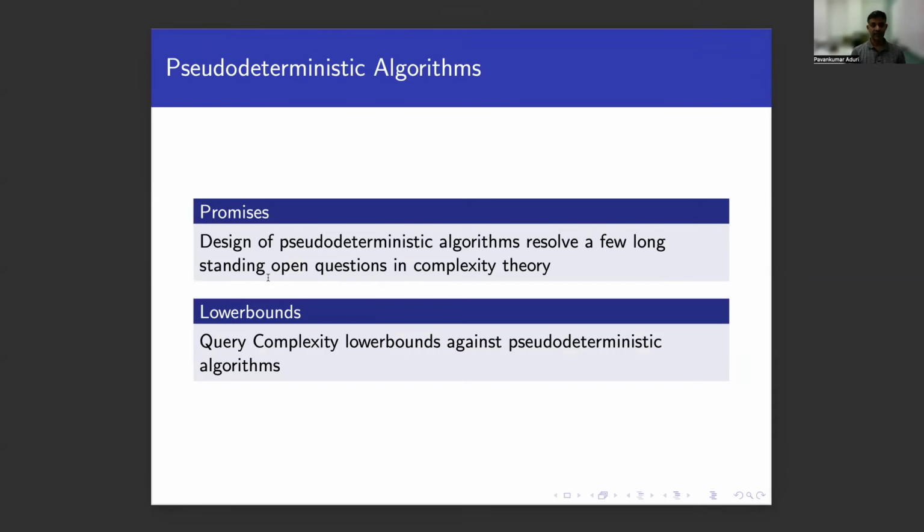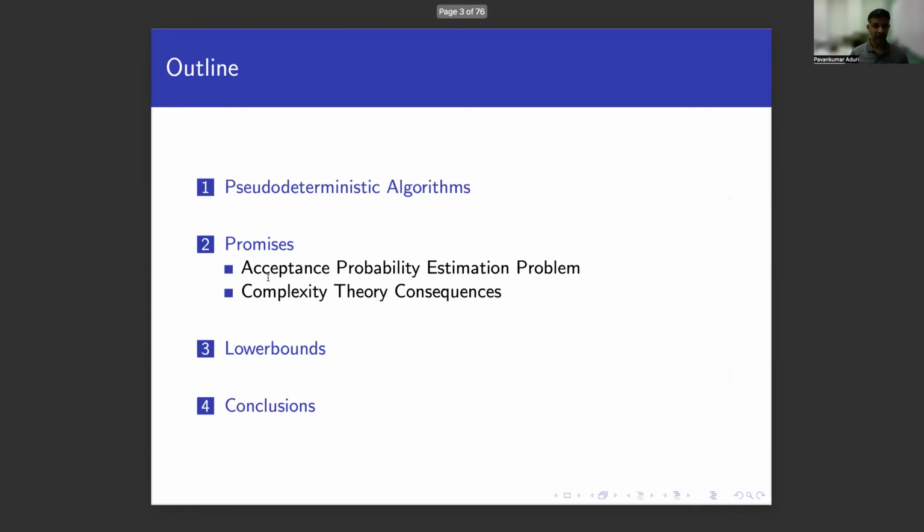As the title suggests, this talk is about pseudodeterministic algorithms, and we present two sets of results, the promises that they hold. Informally, designing pseudodeterministic algorithms will resolve quite a few long-standing open questions in complexity theory. And our second part is about proving query complexity lower bounds against pseudodeterministic algorithms. The outline of the talk is: first we'll define the notion of pseudodeterministic algorithm, then talk about the promises that they offer, then we talk about the lower bounds and conclude with a few open questions.